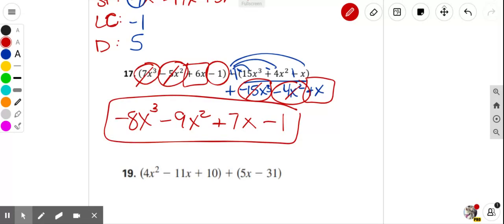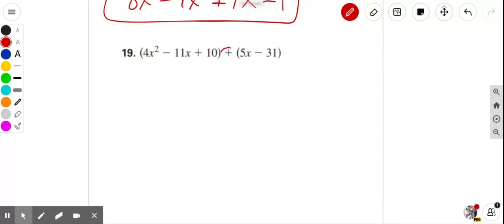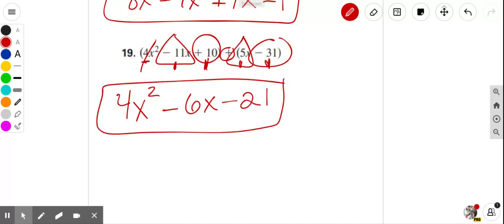So you only have to change the sign like that, distribute the negative, if it's subtraction in between. So number 19 was not subtraction in between, it's addition. So you're just combining like terms. So see negative 11x and 5x, 10, negative 31. So when I write the answer, you want it to be in standard form. So I'm going to start with the x squared term. Since that one can't be combined with anything, I'm just going to rewrite it. Now we'll do the x term, negative 11x and 5x would be negative 6x. And then 10 and negative 31 would be negative 21. And then that's it. So that's a quick recap on this lesson.